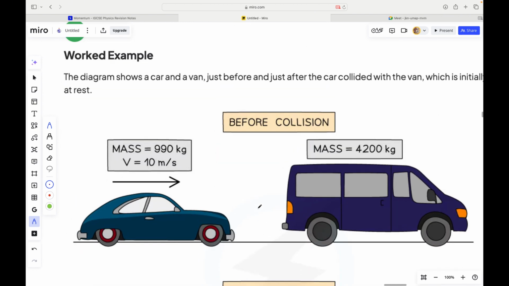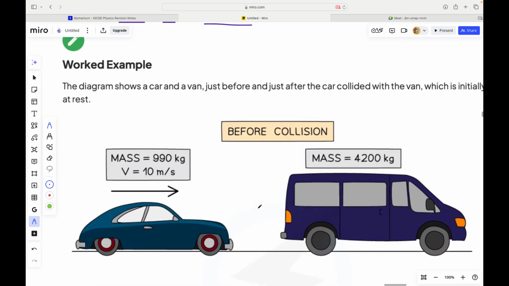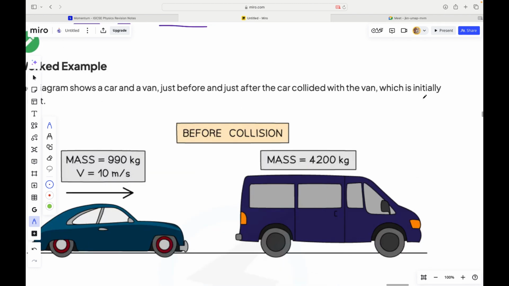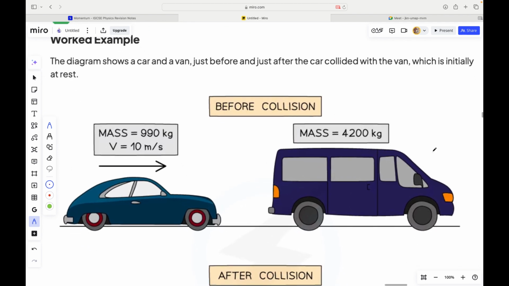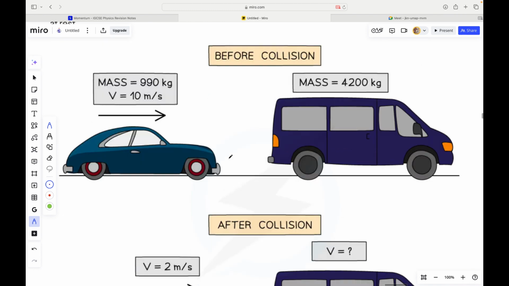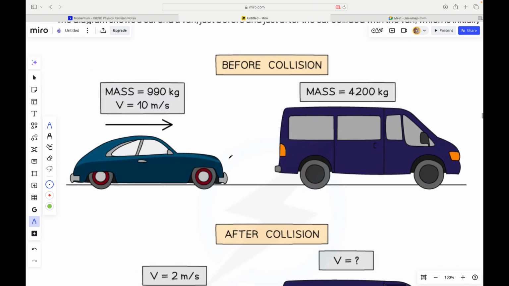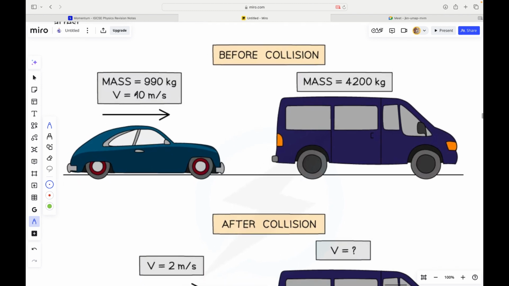Now let's take a look at this question, worked example. The diagram shows a car and a van just before and just after the car collided with the van, which is initially at rest. So the van was initially at rest, right? Now this is the mass of the car and the speed of the car. This one, they didn't show you a speed, which means it's at rest actually. This one was initially at rest.